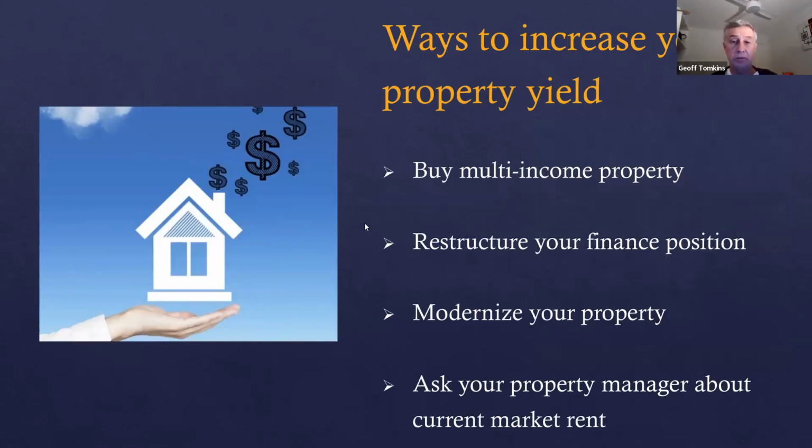So some of the ways to increase the property yield. There's several ways. You can look at a multiple income type property. I've built a couple of dual income type properties, so two units side by side on one title. So you're getting two rental incomes, so a much stronger yield than a standard traditional house.